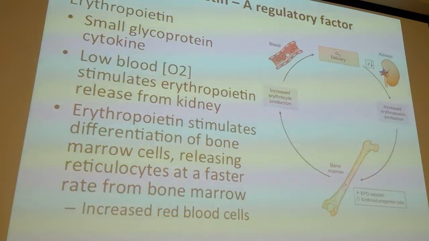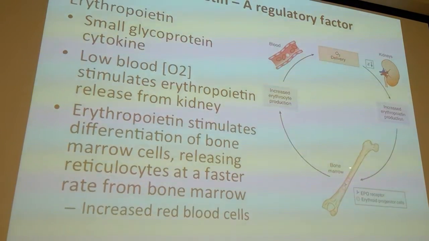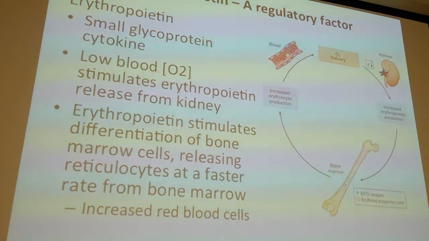It increases the production, synthesis, and secretion of erythropoietin. And then this circulates through our blood and binds to erythropoietin receptors on our erythroid progenitor cells, those hematopoietic stem cells. And it signals that the body needs more erythrocytes, and stimulates differentiation of these stem cells into our red blood cells. So this increases erythrocyte production, which enters the blood, and increases oxygen delivery.